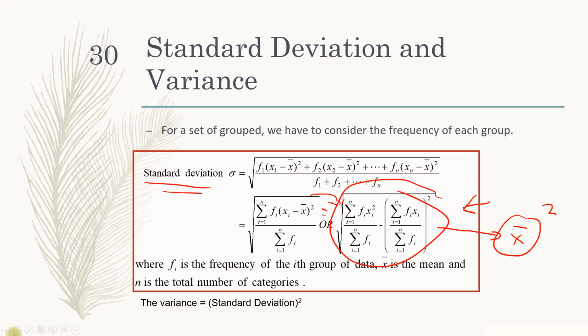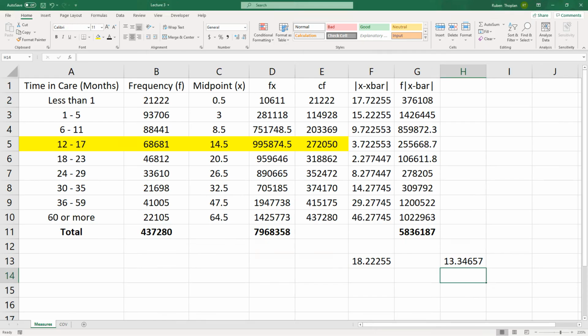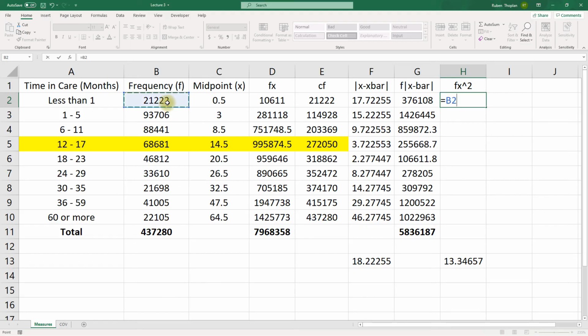So we're going to do it now. It says that we need the column fx squared. The column fx squared means what? Take your frequency multiplied by your x squared, all right? Your x squared: 0.5 squared, multiplied by f. 3 squared, multiplied by 93,000. 8.5 squared, multiplied by 88,000 something. This is what we're going to do.